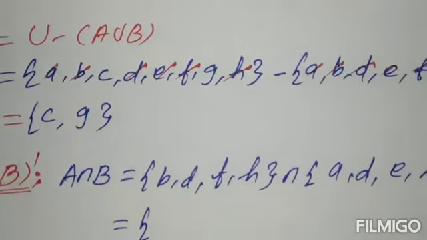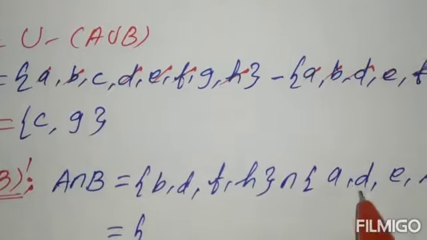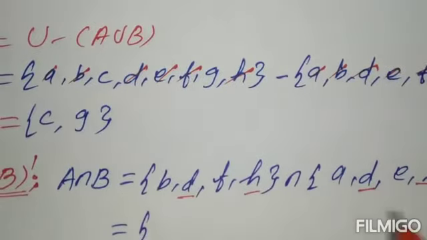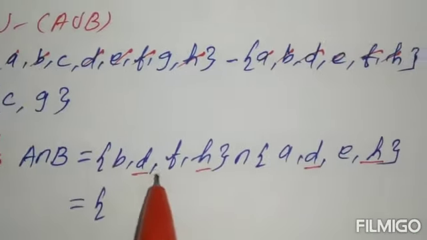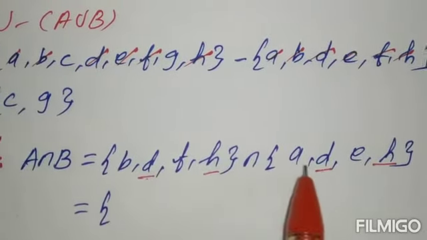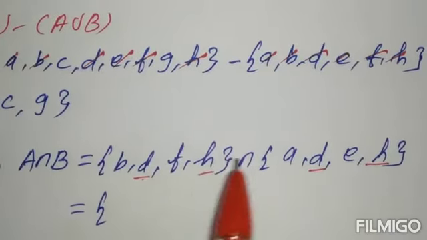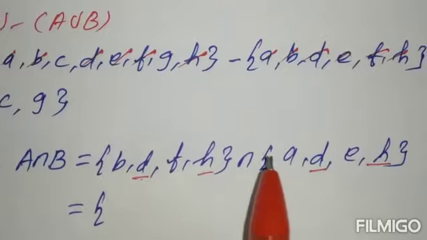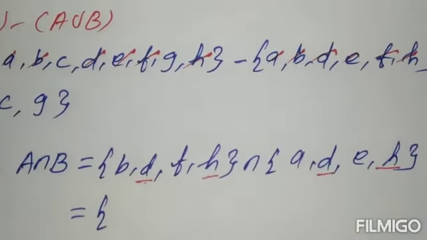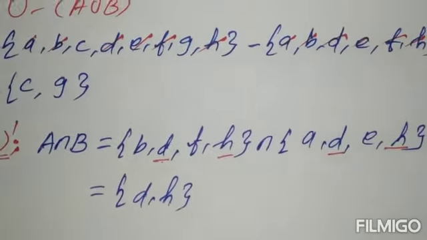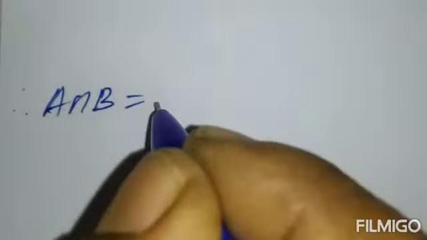Now we can write only the common elements. What are the common elements? D is a common element, then H is a common element. So only two are common, D and H. These two alone are present in both the sets. So D comma H. Therefore A intersection B is equal to the set of all D comma H.